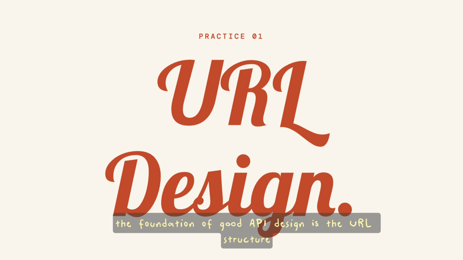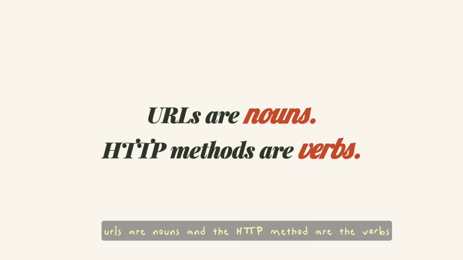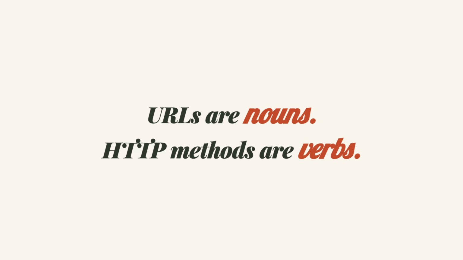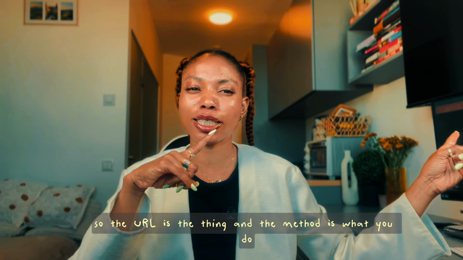URL design. The foundation of good API design is the URL structure. And the rule is simple. URLs are nouns and the HTTP methods are the verbs. So the URL is the thing and the method is what you do.